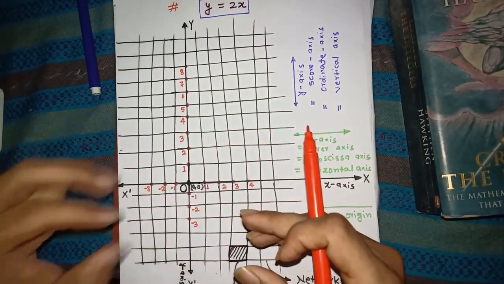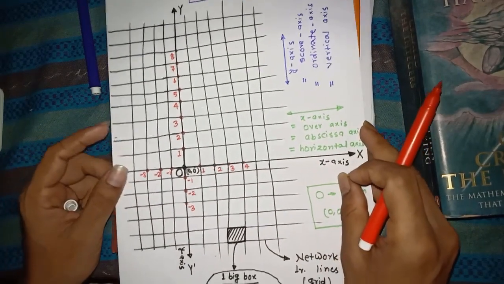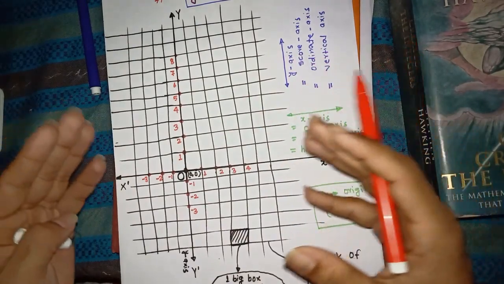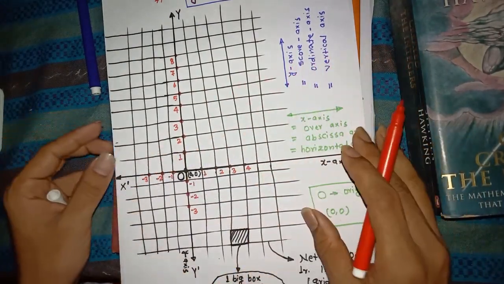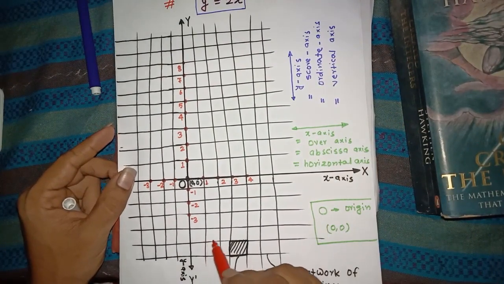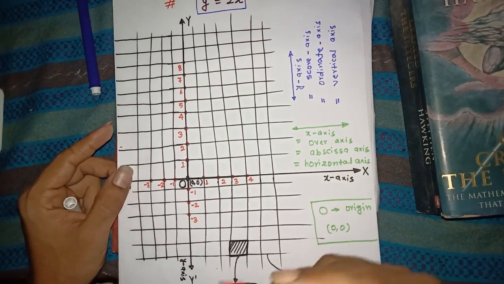So each segment has equal length. That means you can assign a scale or a value for that segment in the graph. So these are the things that you see in the graph or graph paper. One big box here, I am taking the square box here.